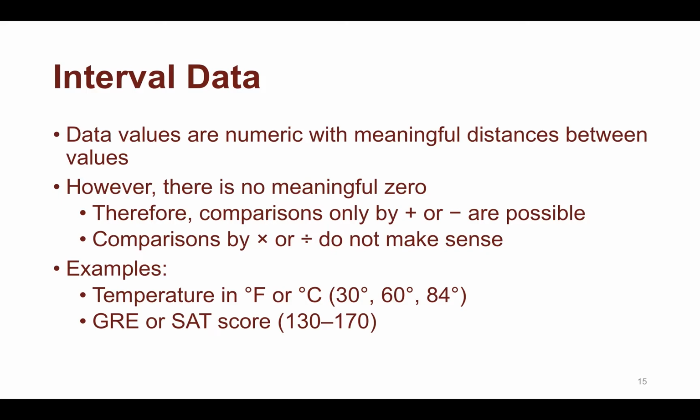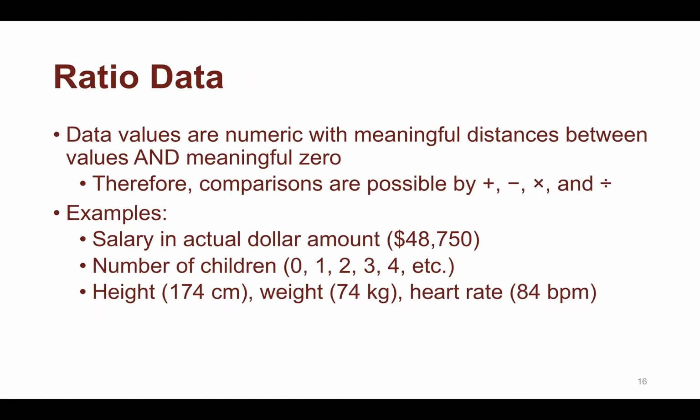like multiplying and dividing. Well, with ratio data, you can do exactly that, because you have data that are numeric and have meaningful distances between them, and also have a meaningful zero to their scale. So for example, you can figure out someone's salary in terms of dollars. You can ask people how many children they have from 0 on up to whatever. You can ask people their height in centimeters, their weight in kilograms, their heart rate in beats per minute.